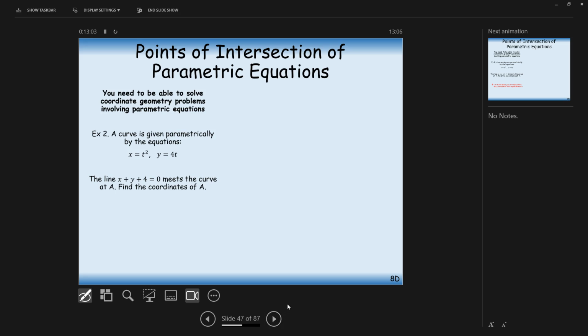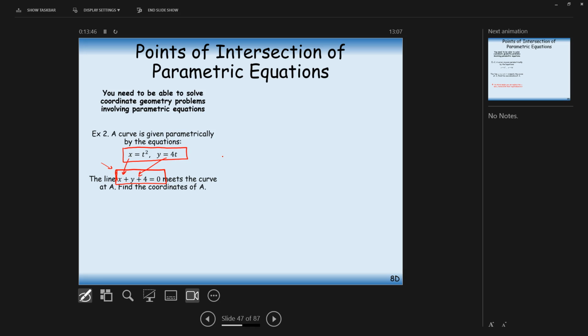In this example, we will have x equal to t squared and y equal to 4t. We are told that the function also meets the curve x plus y equals 4. So in our case, this is another equation that we were given. You can call this another parametric equation, and we want to find the intersection of these two. So we can simply substitute the value of x and the value of y into this equation.